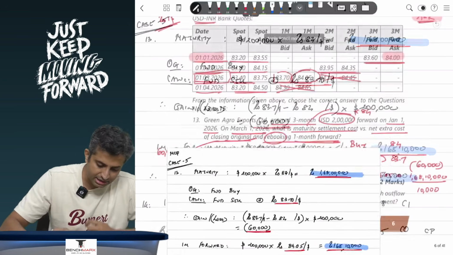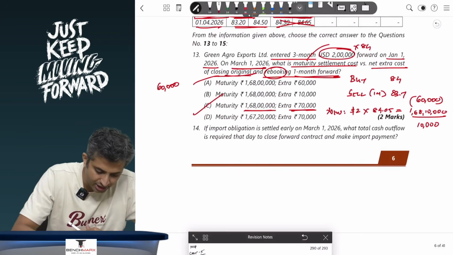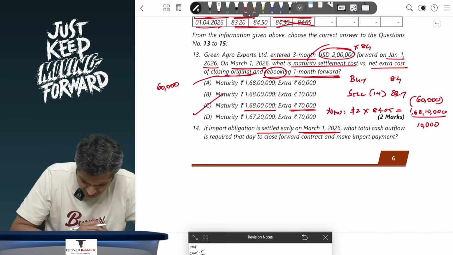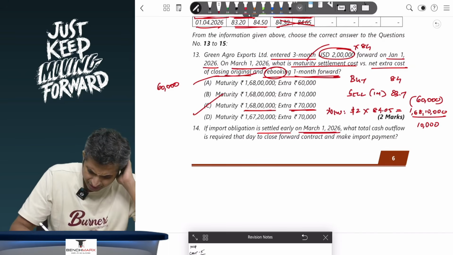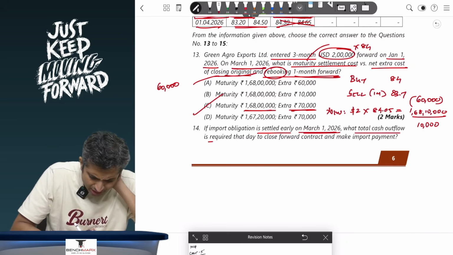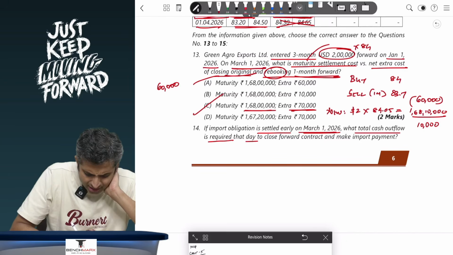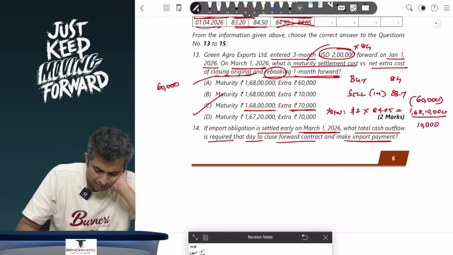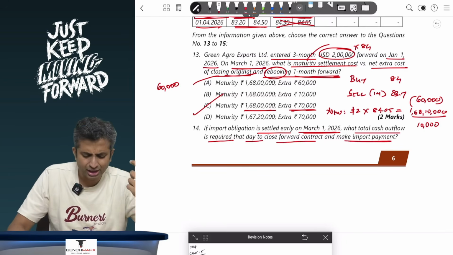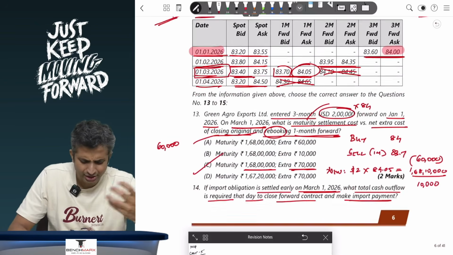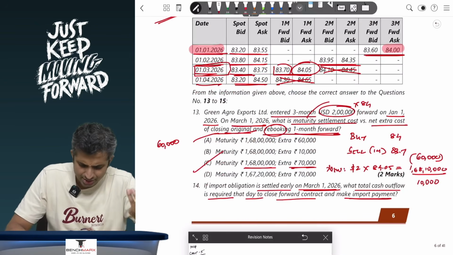Okay, next you go into the next MCQ. If the import obligation is settled early on 1st March 2026, this is early delivery. What is the total cash outflow required that day to close the forward contract and make the import payment? Usually if there's an early delivery, you have the swap cost and also interest. For interest you need the rate, which I think is not available.